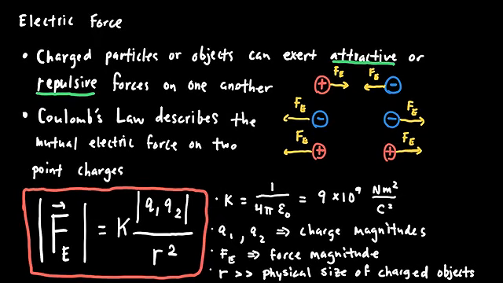And the equation that we use to describe those electric forces is Coulomb's law. Coulomb's law says that first, these forces are mutual electric forces exerted on either charge. So if I have a proton and an electron, the proton pulls on the electron with the same force that the electron pulls on the proton with. And that's demonstrated in Coulomb's law, right?